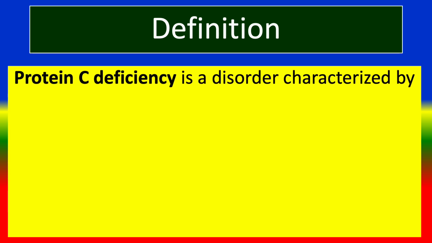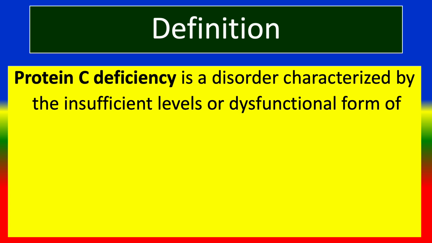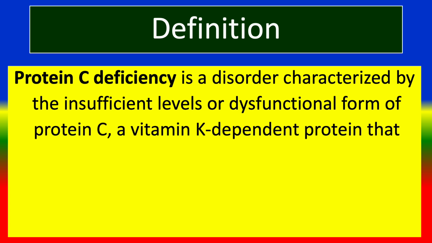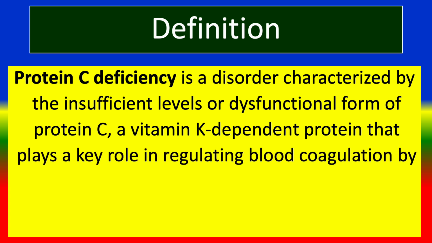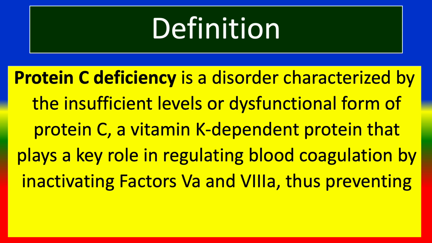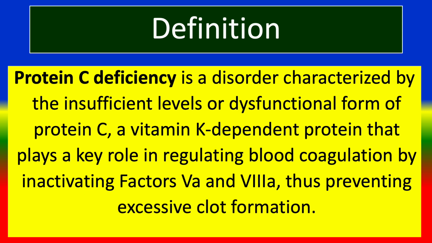Definition. Protein C deficiency is a disorder characterized by insufficient levels or a dysfunctional form of protein C, a vitamin K dependent protein that plays a key role in regulating blood coagulation by inactivating factors Va and VIIIa, thus preventing excessive clot formation.